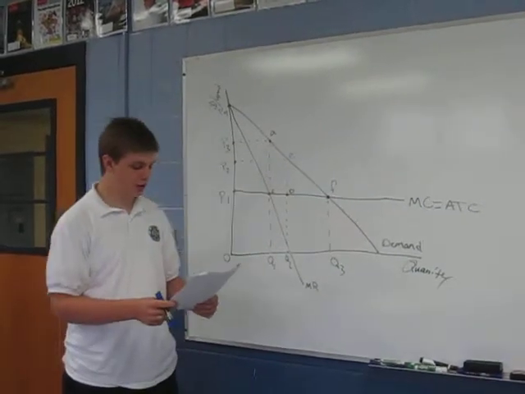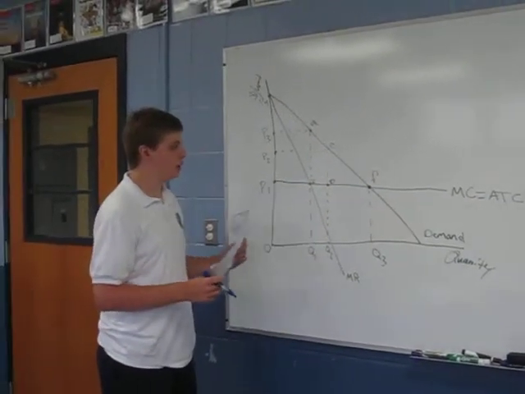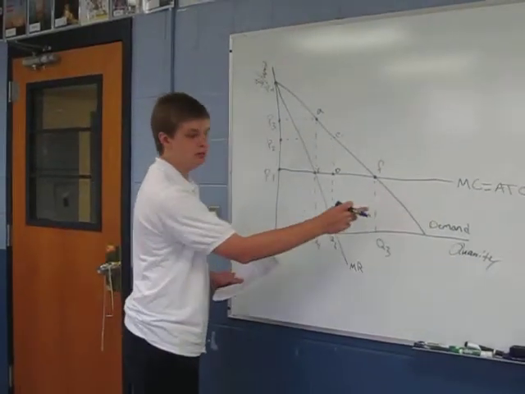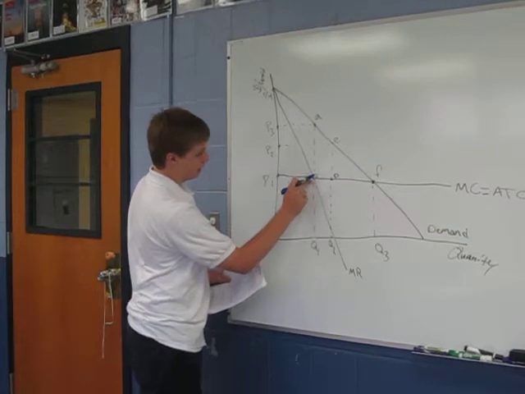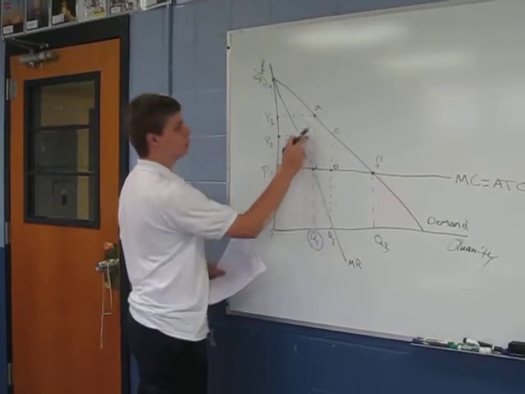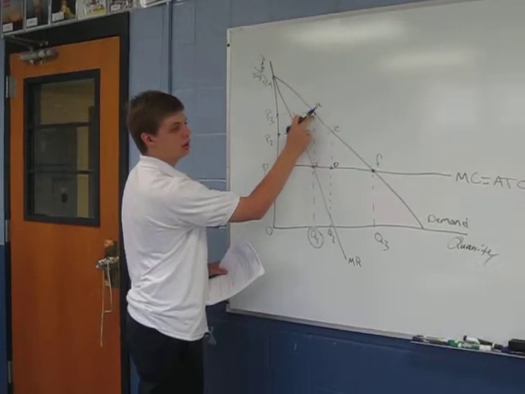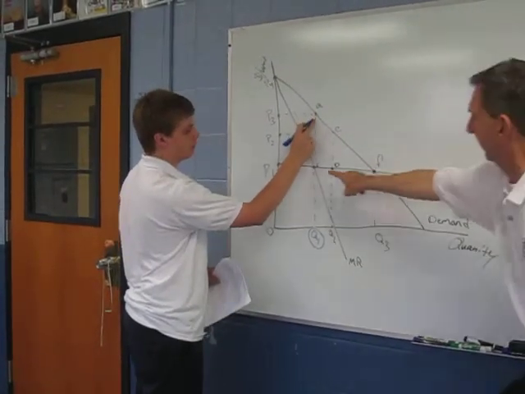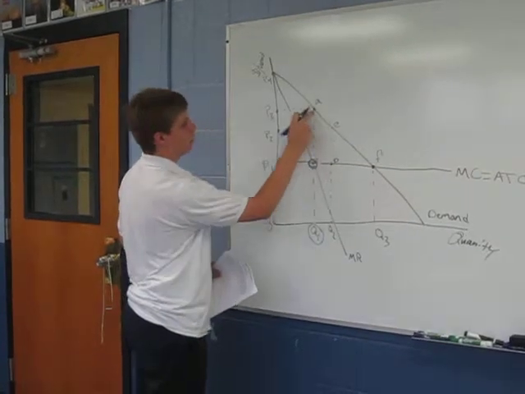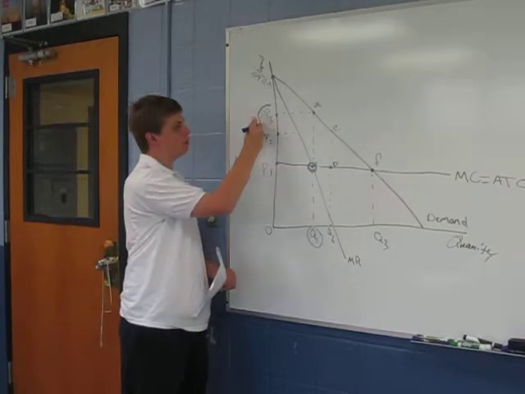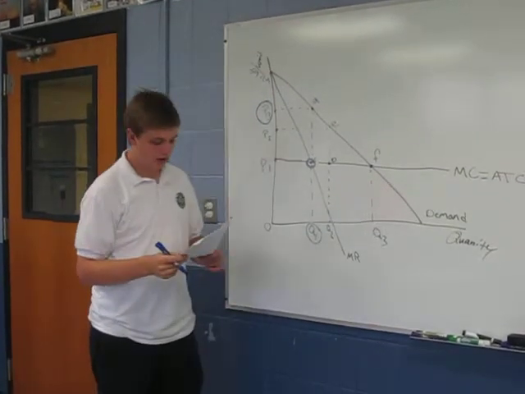Okay, so first, the monopolist's quantity of output. We know unregulated monopolies always operate where MR equals MC. So that is at quantity 1, and we'll follow this up to the demand curve. MR equals MC, make a big circle right there. Follow this up to the demand curve, over to the price line at P3 will be the price.